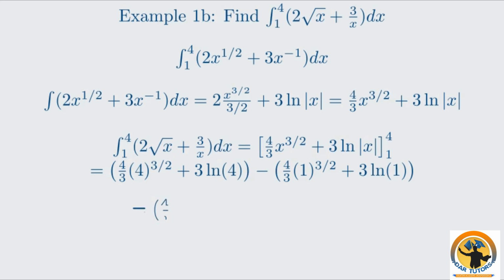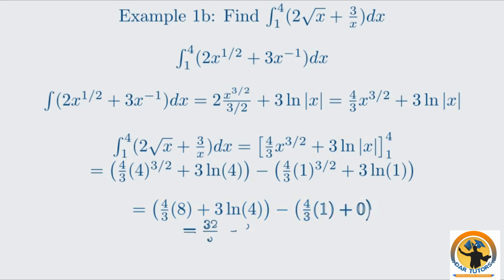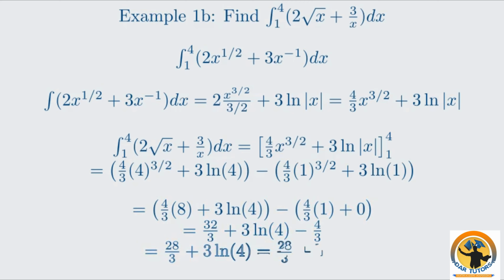So we have 4/3 times 8, plus 3 ln 4 minus 4/3. This simplifies to 28/3 plus 3 ln 4. Using logarithm properties, 3 ln 4 is the same as ln of 4 cubed, or ln 64. So our final answer is 28/3 plus ln 64.